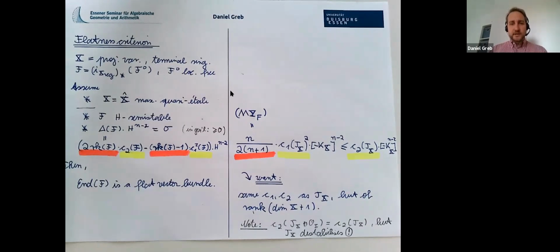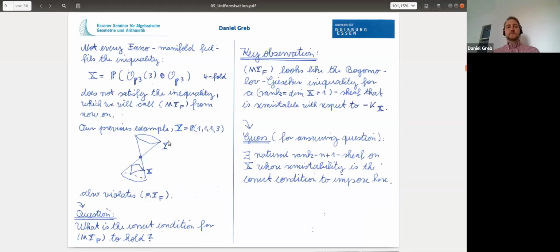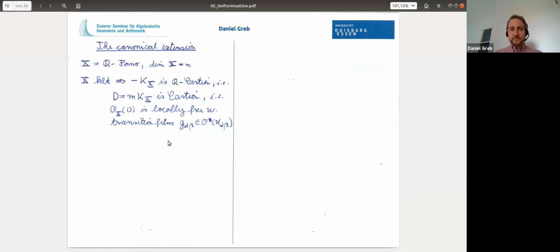So you need an idea. And actually the idea or the solution has been there for a long time, once you search for it. You search for a natural rank n plus 1 sheaf on X whose semi-stability is the correct condition to impose, with the same C1 and C2 as the tangent. Let me guess, the T extension. That's true. So this is the so-called canonical extension, which was discussed by many people in the past.